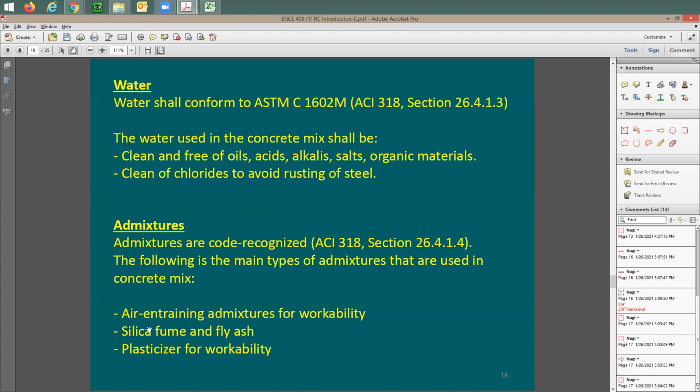For example, we have these air entraining admixtures, this for workability. You know, there is a maximum amount of water that you can add to the concrete. And usually about 50% of the cement weight.